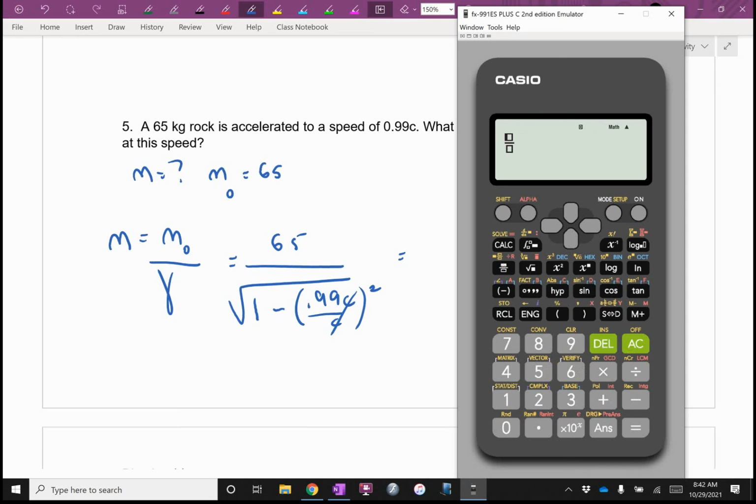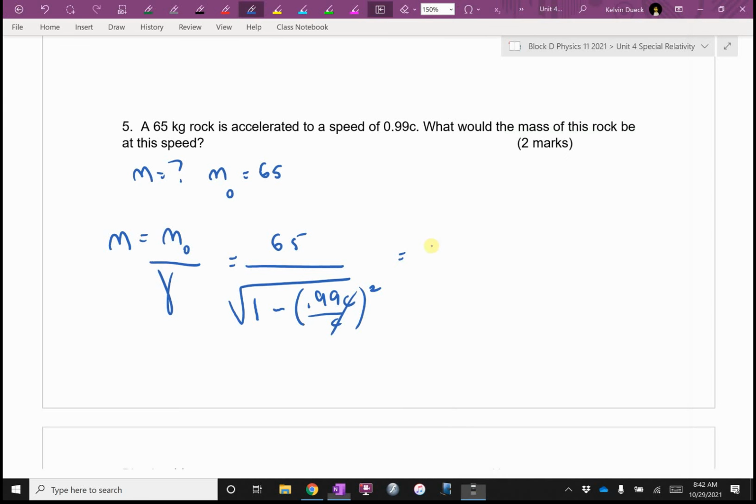It's going to be 65. Ooh, I can use my fancy schmancy fraction button. 65 divided by the square root of bracket 1 minus 0.99 squared. You get 461 or 460.8. I'll go 461. Units, kilograms. And I think we mentioned this is one of the reasons, there's other reasons, but this is one of the reasons we can never get an object to the speed of light, because its mass would increase to infinity. You need an infinite amount of energy to get an infinite mass going the speed of light.